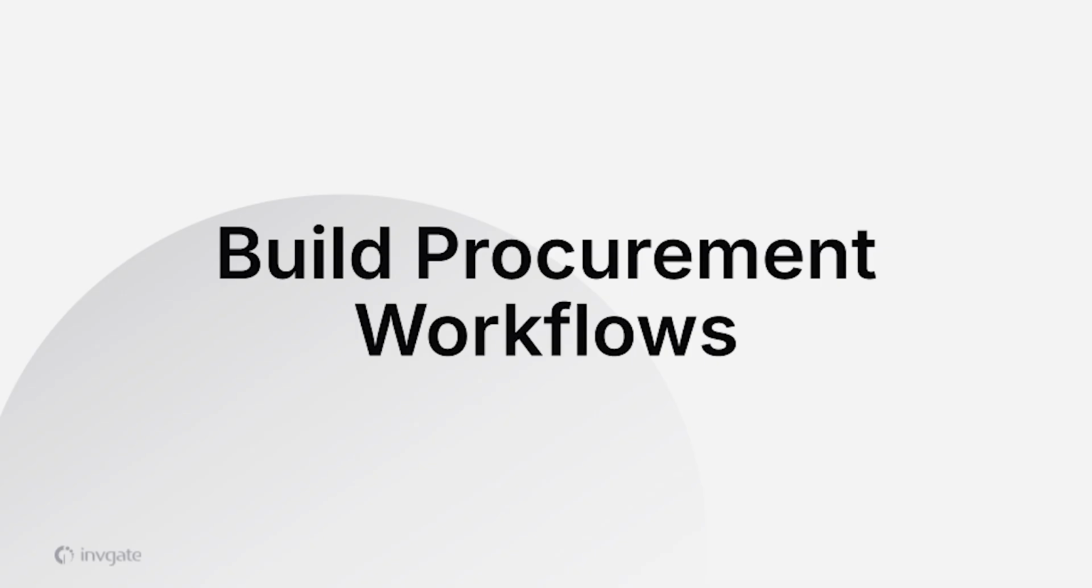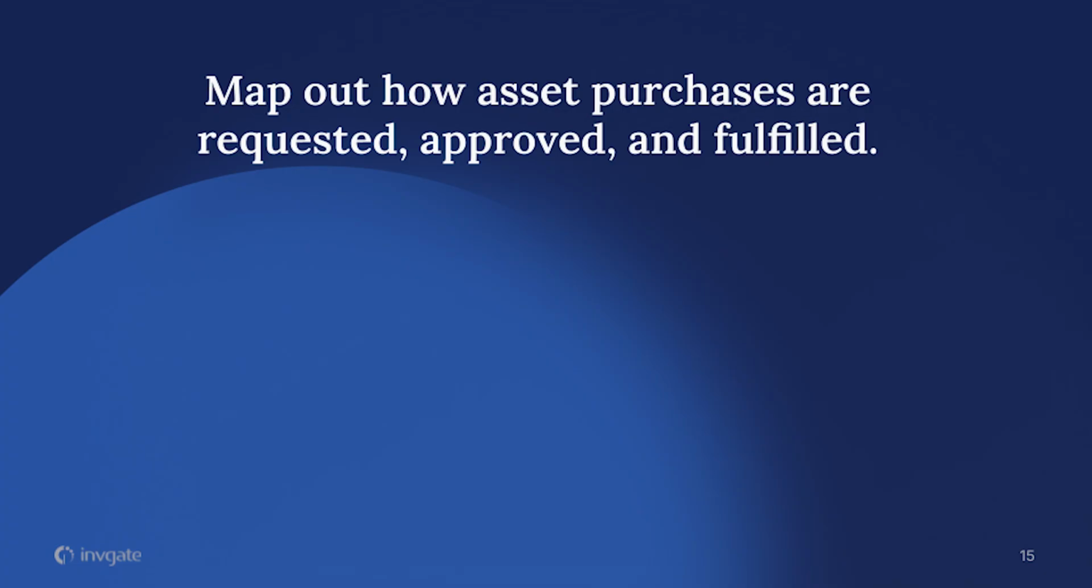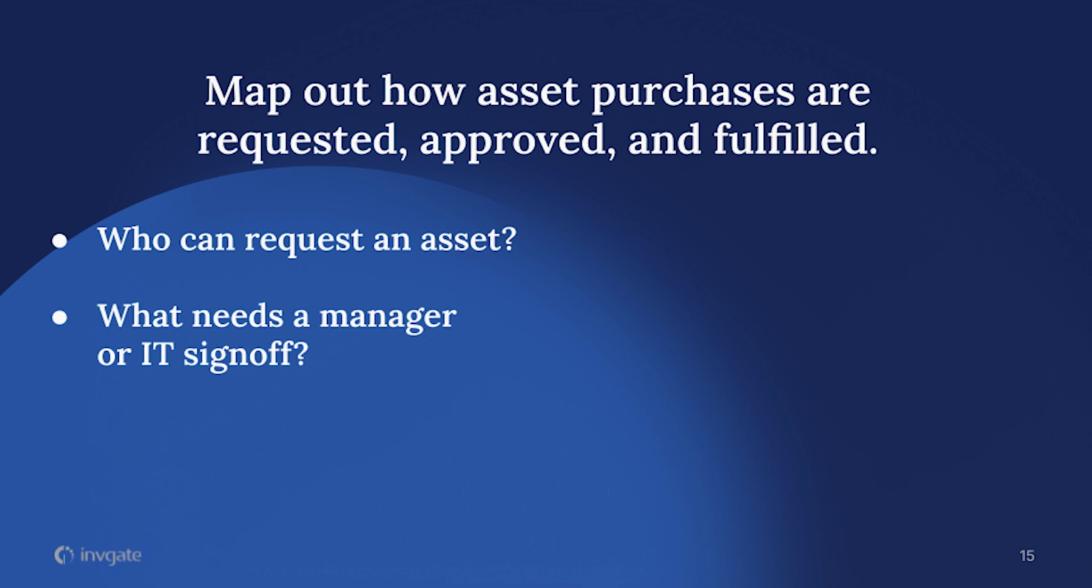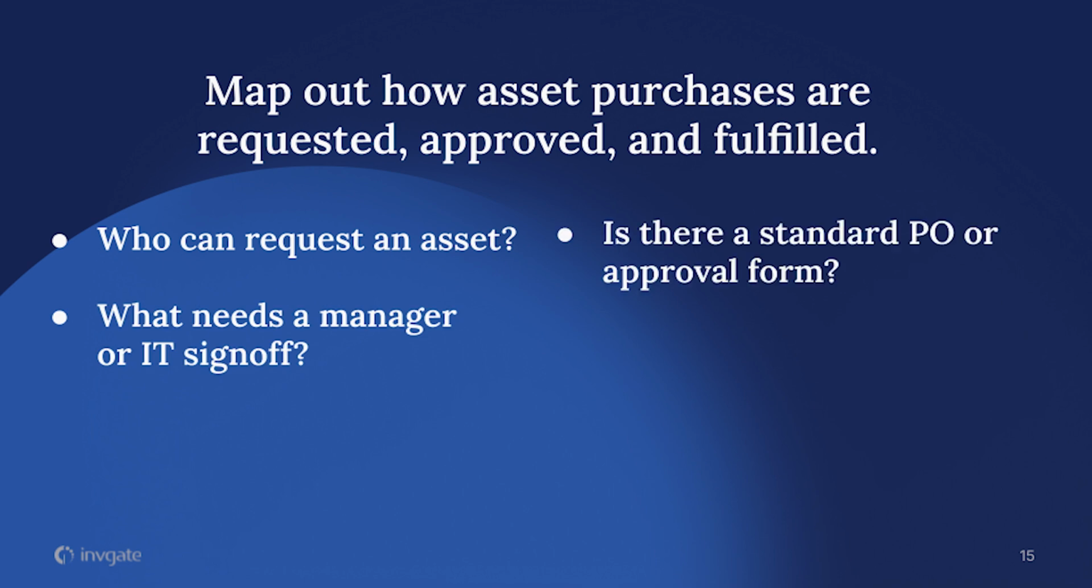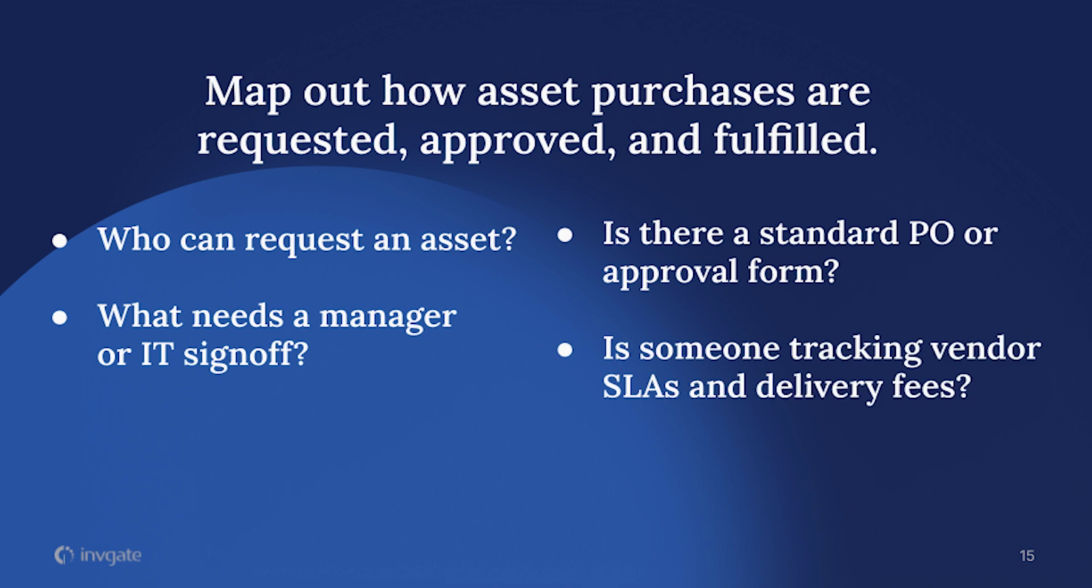Number 3, build procurement workflows. Map out how asset purchases are requested, approved, and fulfilled. Who can request an asset? What needs a manager or IT sign-off? Is there a standard PO or approval form? Is someone tracking vendor SLAs and delivery fees? The more repeatable the process, the faster and cleaner the experience.